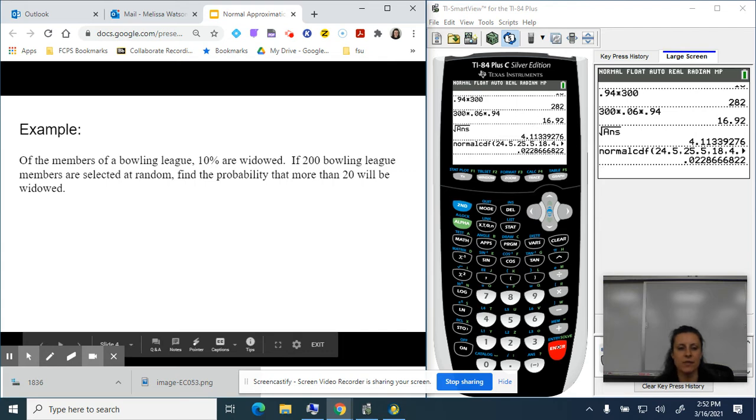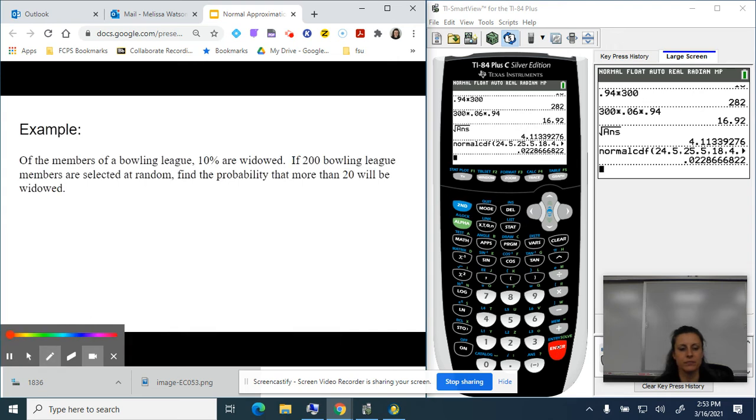Okay, the next example says, of the members of a bowling league, 10% are widowed. If 200 bowling league members are selected at random, find the probability that more than 20 will be widowed. Again, picking out important information here. We have the probability of success, which is the probability of being widowed, is 10%. We're selecting 200 bowling league members, and we want to find the probability that more than 20 of them are widowed.